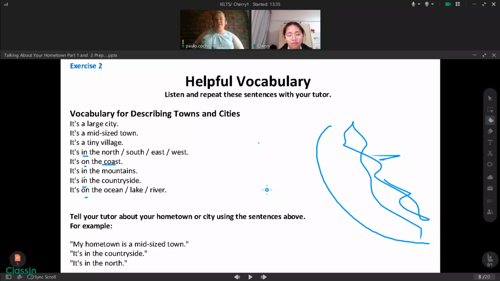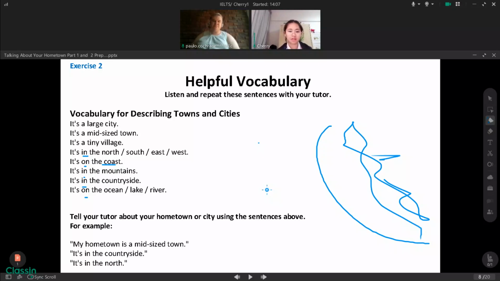Okay, so tell me about your hometown using some of the phrases and sentences here. For example, my hometown is a mid-sized town. It is in the countryside and it's in the northern part of, or in the north of, let's say China, and your name of your town or whatever the case may be. All right, so go ahead and describe your hometown or home city to me.